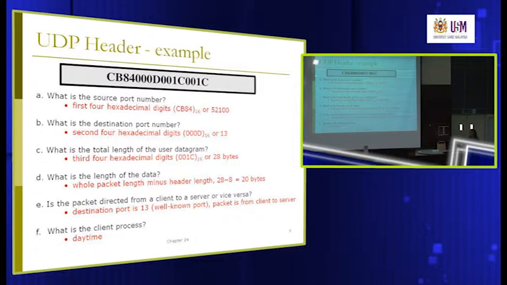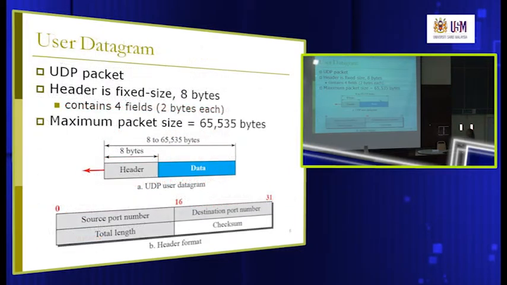Then the total length of the datagram is indicated in the third sequence of hexadecimal digits, 001C, which is equivalent to 28 bytes. So what it means is that the total size of this UDP packet is 28 bytes.